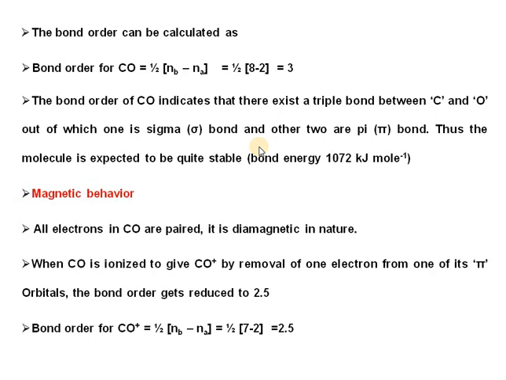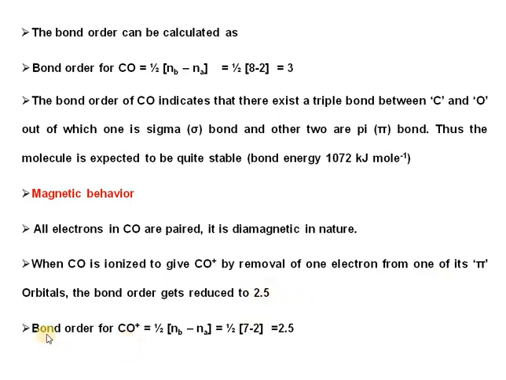Now we consider the magnetic behavior of this molecule. All electrons are paired, right? From these diagrams, we observe that all electrons are paired, and therefore the molecule is diamagnetic in nature. But when carbon monoxide is ionized to CO plus by removing one electron from one of its pi orbitals, the bond order gets reduced to 2.5.